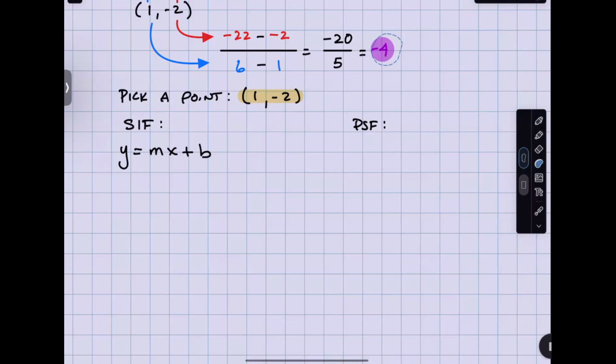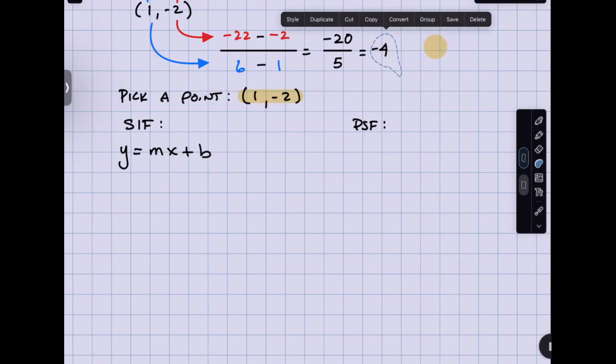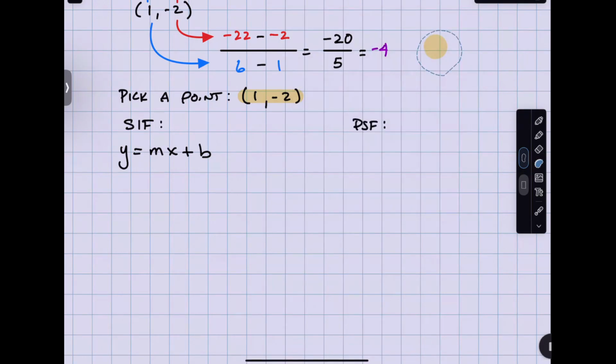Ooh, that makes it hard to read, huh? Let's undo that. Let's bring this out. Let's make that papa and bring that back in.